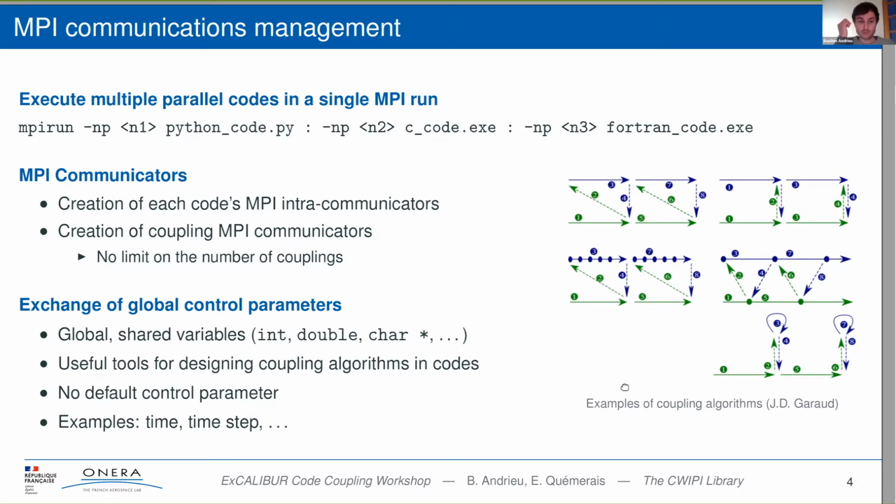CWIPI does not provide any predefined coupling scheme, but rather we let the user design their own coupling schemes using what we call control parameters. These parameters are actually global variables that are shared and synchronized between the coupled codes. There is no default control parameter, but it's quite easy to define the one the user needs. For example, you could use a global parameter to keep track of the simulation time.